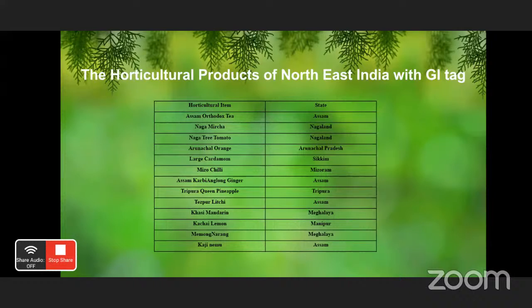So recently, these are some of the horticulture products in Northeast India with GI Tag. And recently, Kaji Nemu, that is Assam Lemon, got the GI Tag. It was also facilitated by Assam Agriculture University. Kaji Nemu is unique because it is a seedless variety of lemon. It has a unique aroma and taste, and it has certain medicinal properties also. Tezpur Lychee is also a famous product, and a GI Tag product from Assam. So there are so many agricultural products that have obtained the GI Tag so far, but we have to exploit the marketing potential of it.